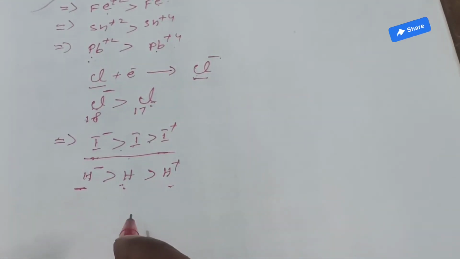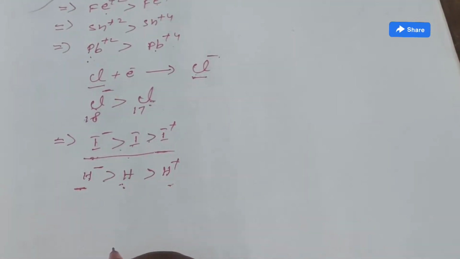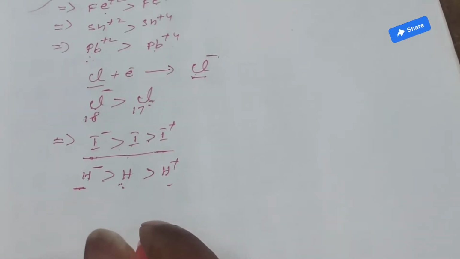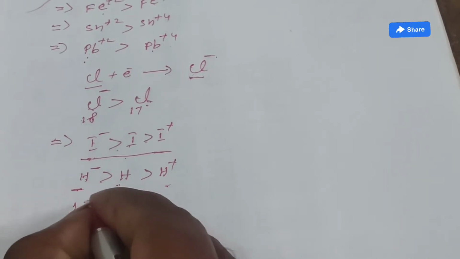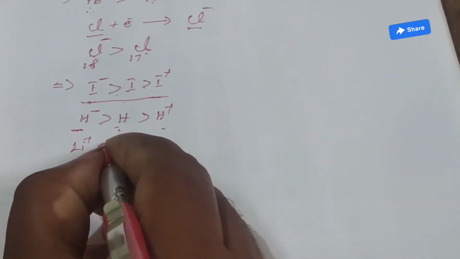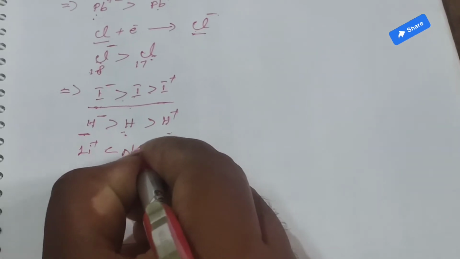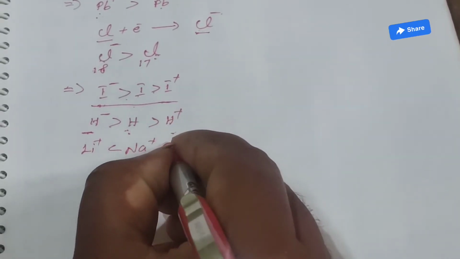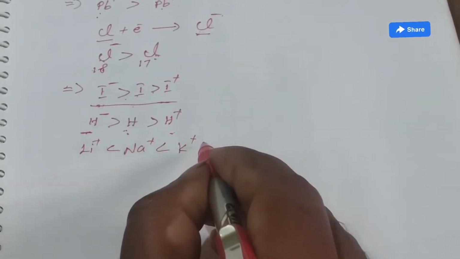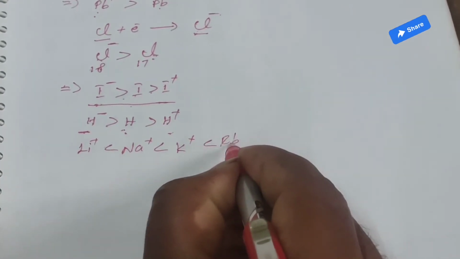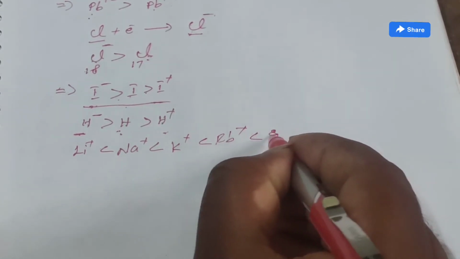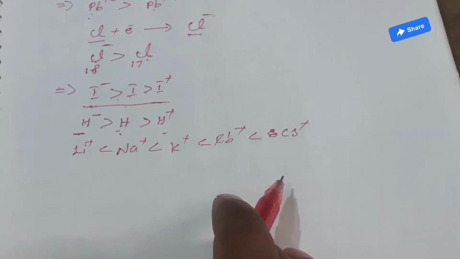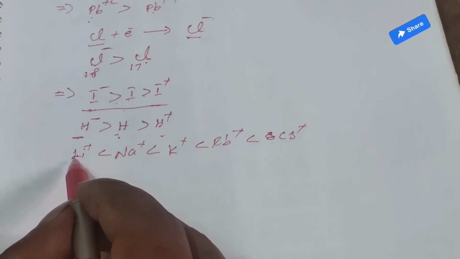If you look at the groups from top to bottom, the ionic radius increases. For example, Li+ is less than Na+, less than K+, less than Rb+, less than Cs+.